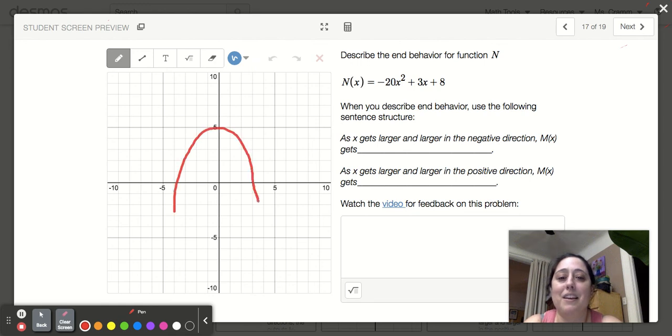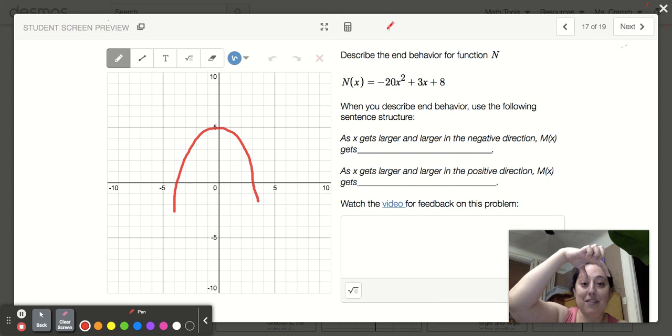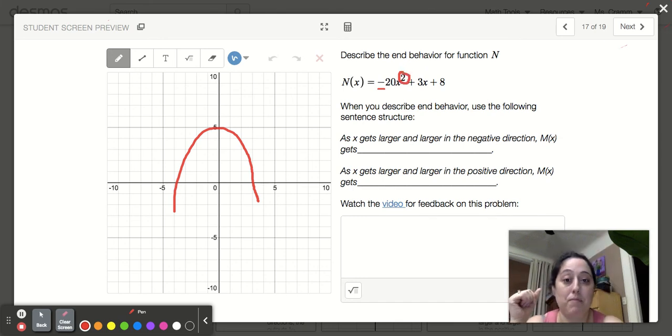So it's facing downwards because of this negative. And it is going in the same direction because I have an even number exponent. So it's starting down, ending down. When x gets larger and larger in the negative direction, so I'm going this way, m of x would get larger and larger also in the negative direction because it is going downwards. Same thing over here. As x gets larger and larger in the positive direction, m of x also gets larger and larger in the negative direction, again, because it is going downwards.